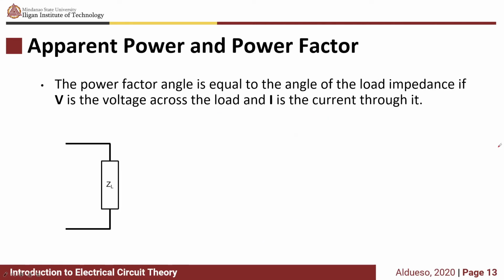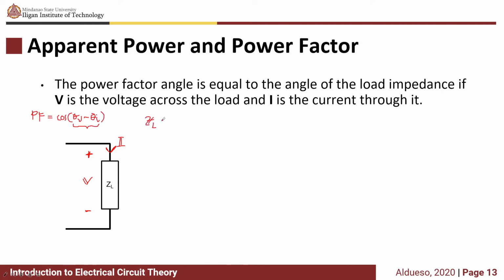Now the power factor angle is equal to the angle of the load impedance if V is the voltage across the load and I is the current through it. So if this is the voltage across the load and I the current through it, the power factor angle is just equivalent to the load impedance angle.